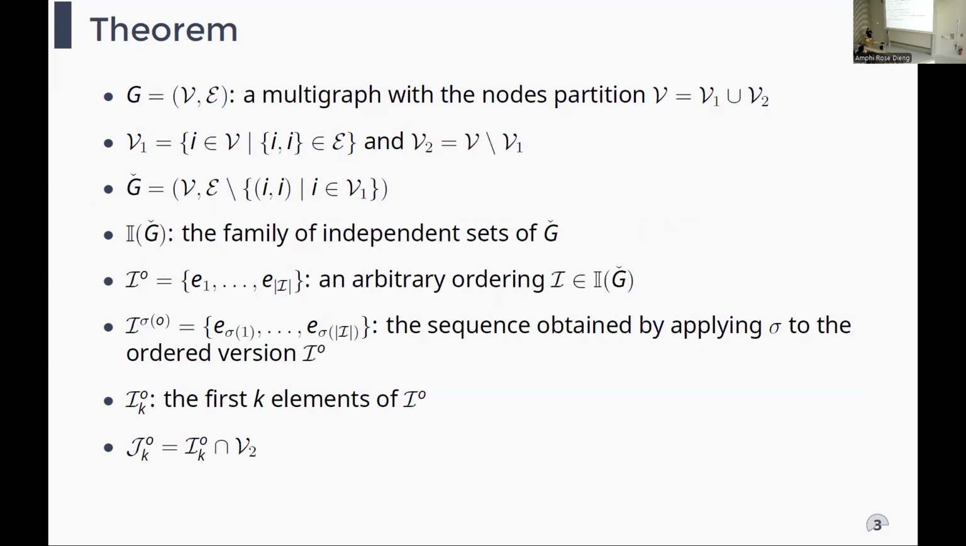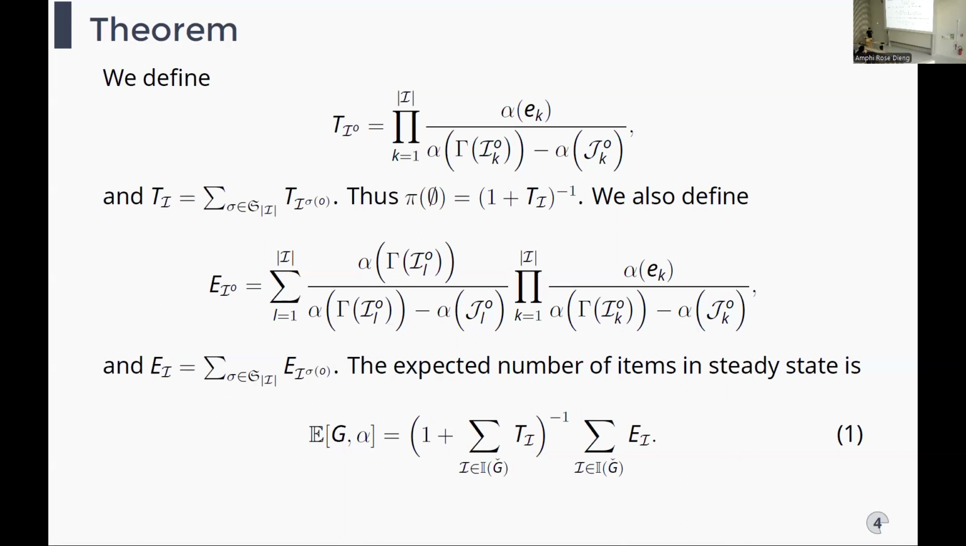Let G be a multiple graph, and the nodes are divided in two parts. The first one is every node with a simple graph, and the check G is G deleting all the self loops, and I is the independent set. G is the intersection of the independent set and V2. Then we give the expression formula, which is product form.